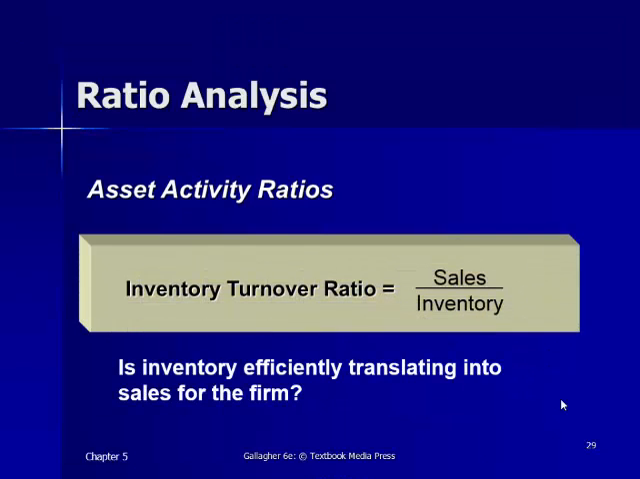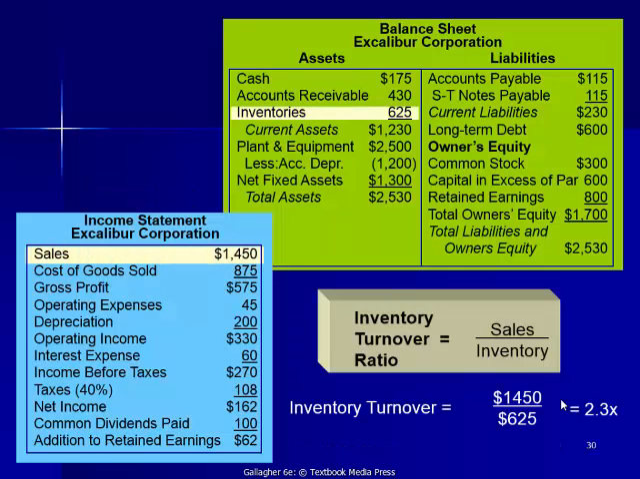How about inventory turnover? How efficiently do we convert our inventory into sales? This firm converts its inventory into sales 2.3 times per year. And again, whether that's a good number or a bad number depends on what kind of company you're talking about. If this were a very capital intensive company, and it was a company that didn't rely on its inventory so much, this might not be a surprising number.